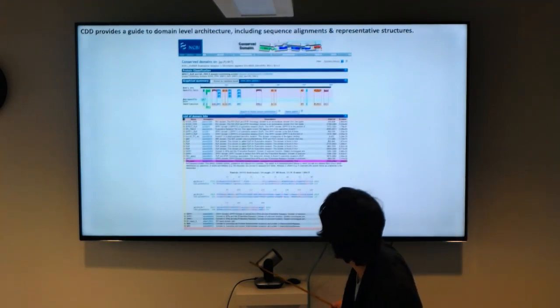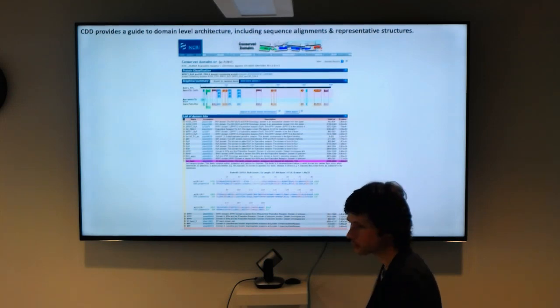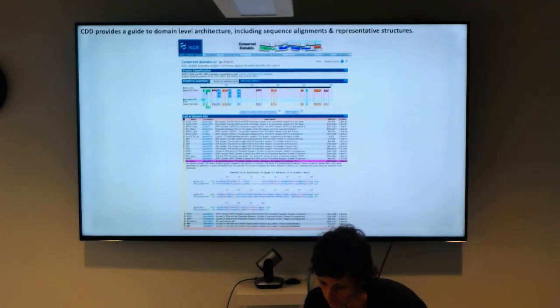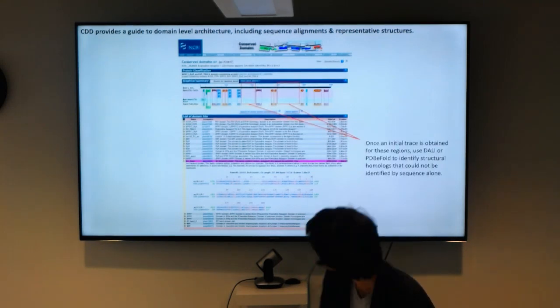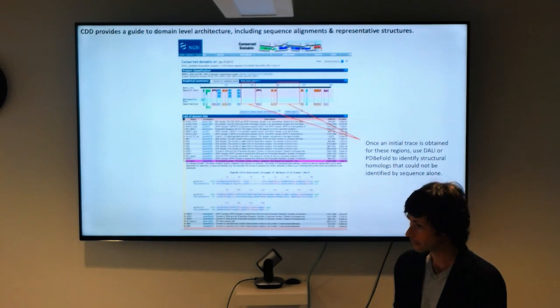And if you click on any of these, you can expand it out. It'll give you a sequence alignment. You can download structures, and it's very, very useful. I would recommend having a look at it. But you can see that not all of the sequence does have structural templates.